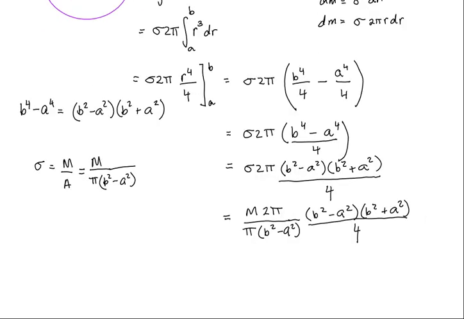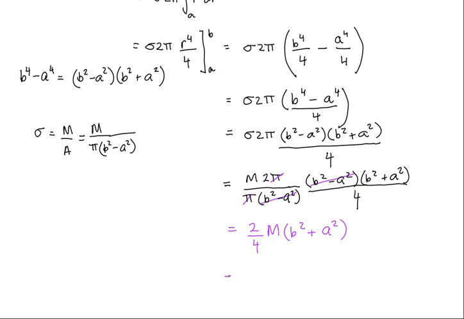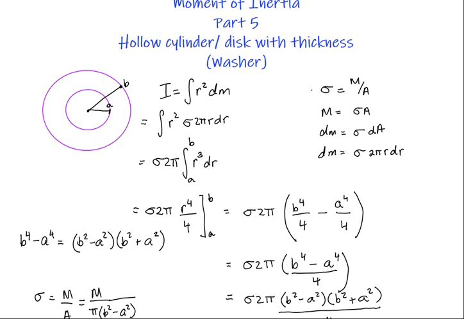The simplifications we'll end up doing here are that the pi's will factor out, this whole B squared minus A squared term will factor out, and I'll be left with 2 over 4 times M times B squared plus A squared. Then that just goes down to 1/2 M times B squared plus A squared. So this is the moment of inertia for a washer or something like this.